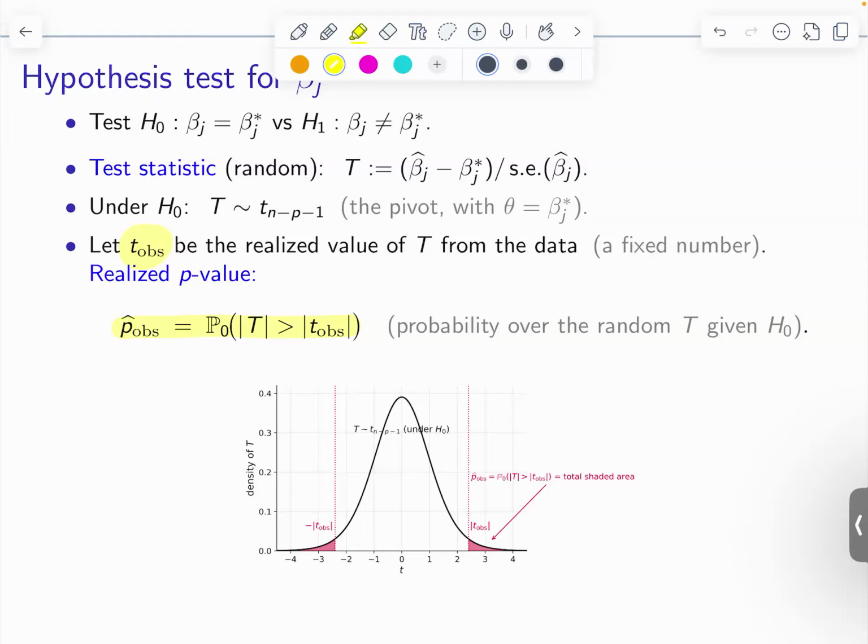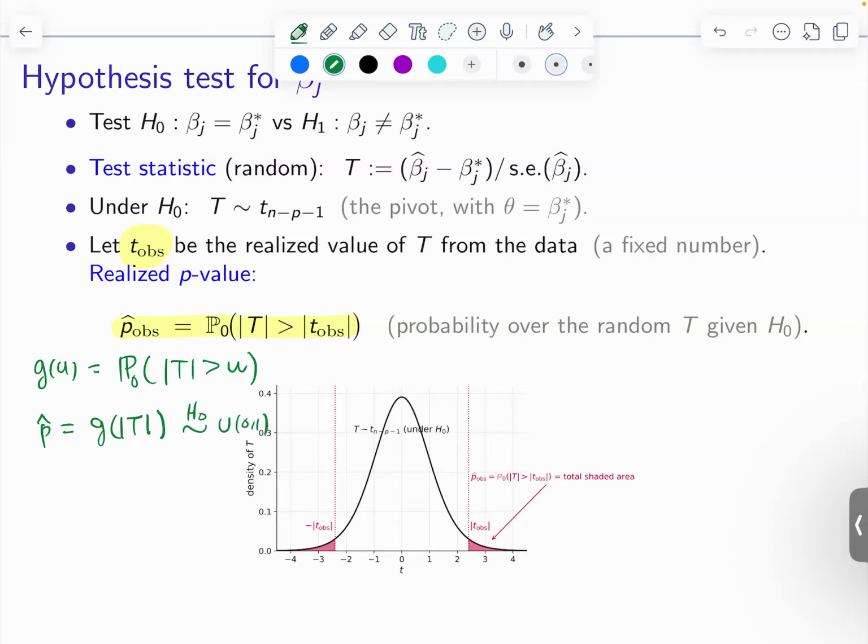So last time I gave this function a name. g(u) is the probability under the null that t is bigger than u. And so if you evaluate it again at the actual observed value, or rather if you evaluate it at the random variable, this would be a random variable. It would have a uniform distribution.